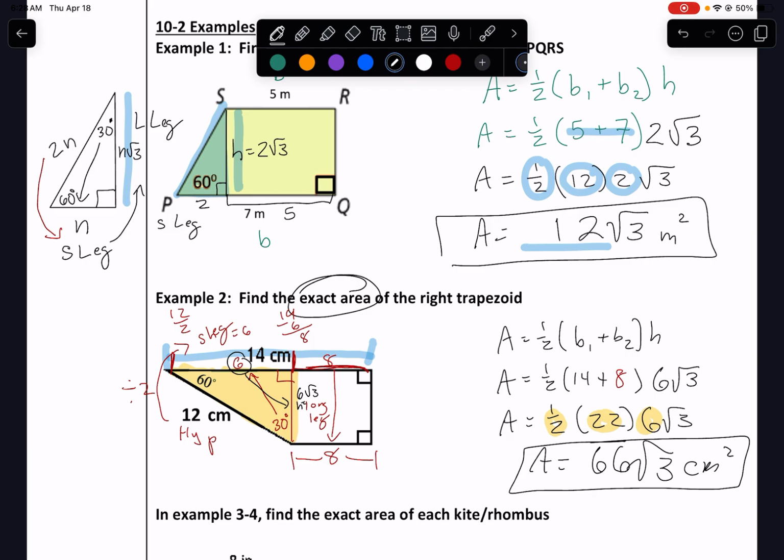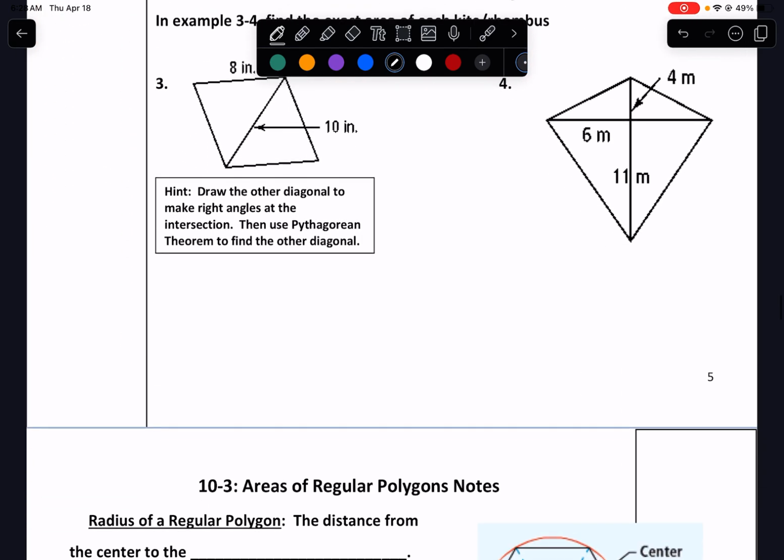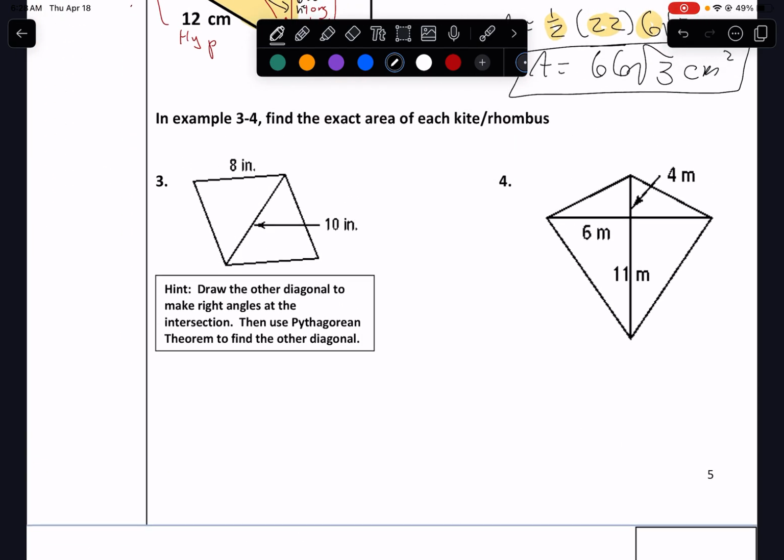Okay, let's look at some kites and trapezoids, not kites and trapezoids, kites and rhombi now. So for number 3, we want to find the exact area of the kite and the rhombus. We're given that that side length is 8 and that diagonal is 10. So what I want to do real quick is draw in the other diagonal. I remember that this is a right angle because they're perpendicular bisectors. If this whole diagonal is 10, each of these is congruent, so this is 5 and 5.